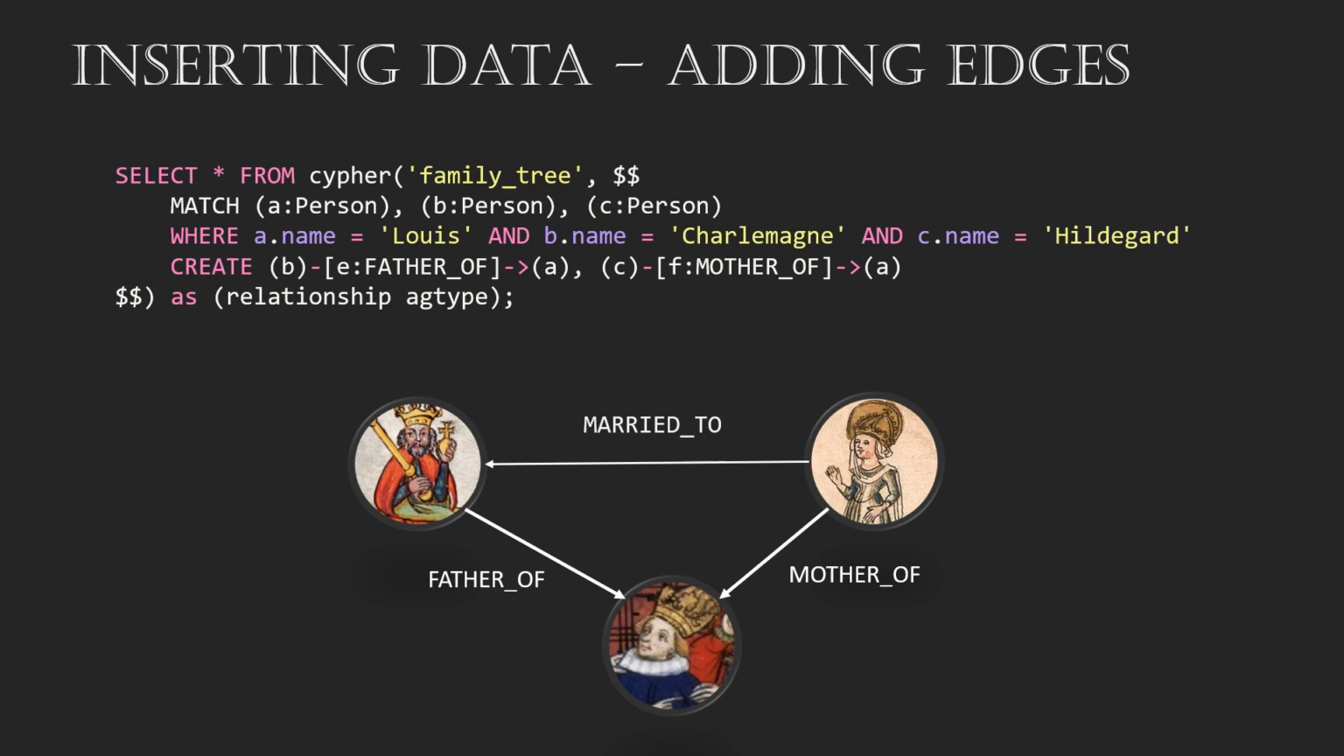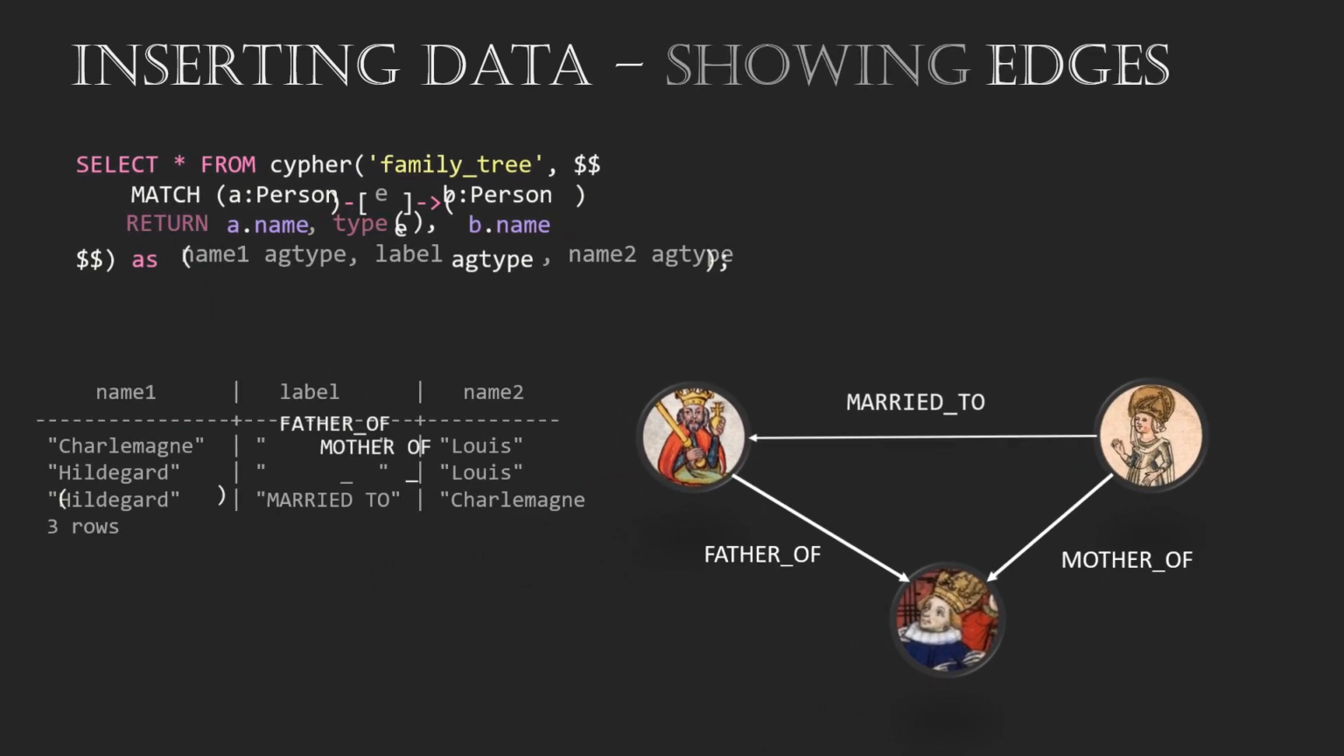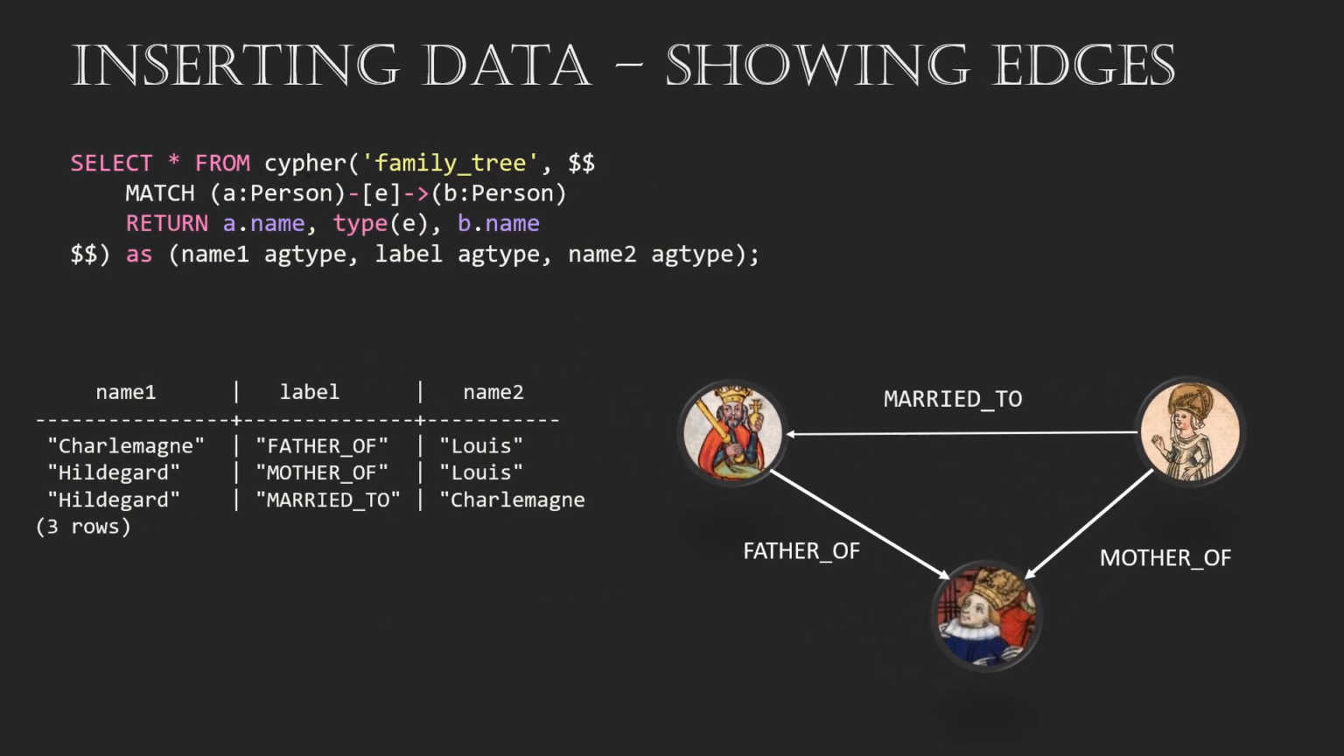We can also represent the relation of Louis and his parents with multiple edges. To show the edges that we've made so far, we can type the following command.